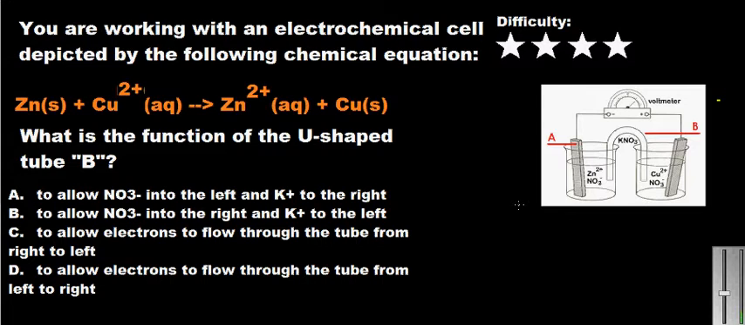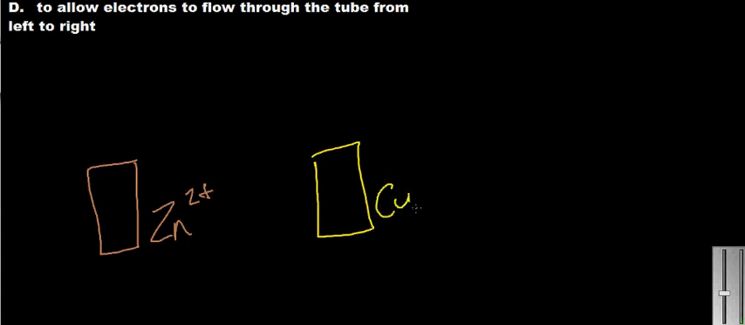This is a difficulty 4 question. Okay, let's just redraw some of the general concept of what we have. I'm going to scroll down here, and here we have zinc. Okay, we have our zinc 2 plus, and we're going to say this is our zinc, and over here we have our copper. Okay, we have our copper 2 plus.